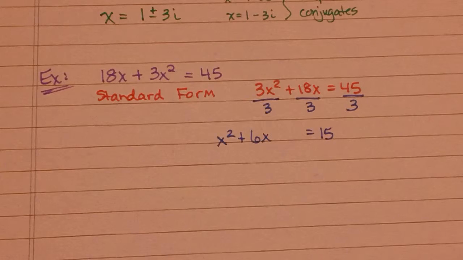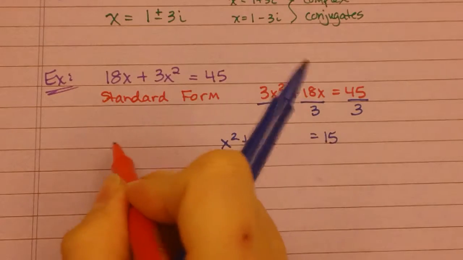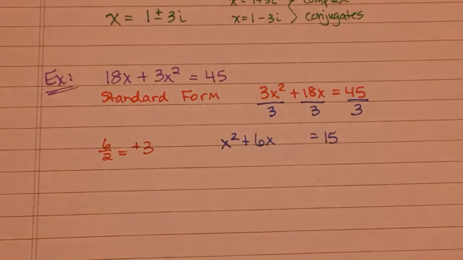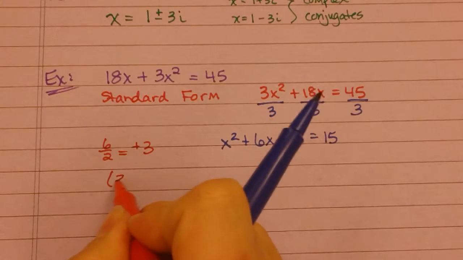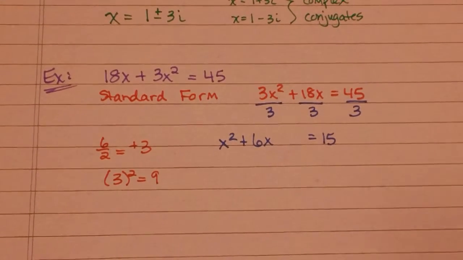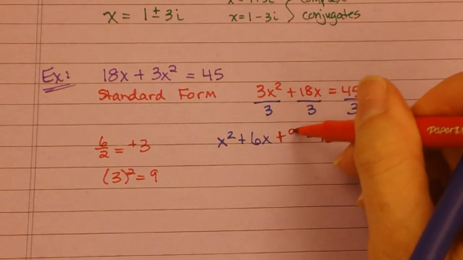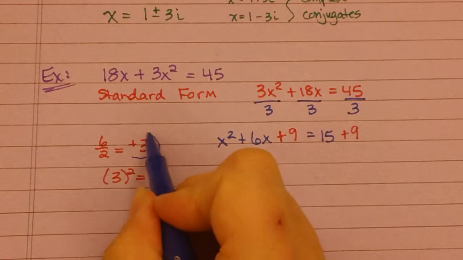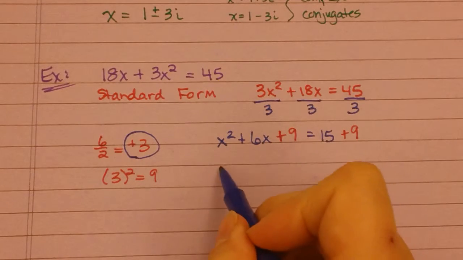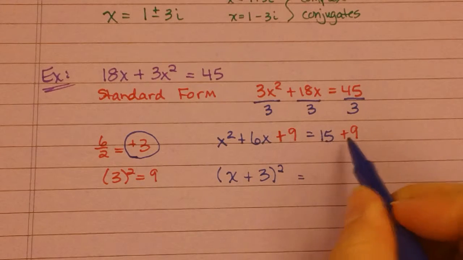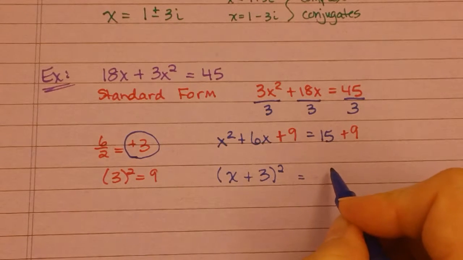We're ready to find half of b. 6 divided by 2 is positive 3. And then remember, I'm going to square that. 3 squared is 9. 9 is the number I'm adding to both sides. So I'll go plus 9 and plus 9. And then factor the left side. Remember, I'm using this positive 3 to factor quickly. So I have x plus 3 squared equals 15 and 9 is 24.